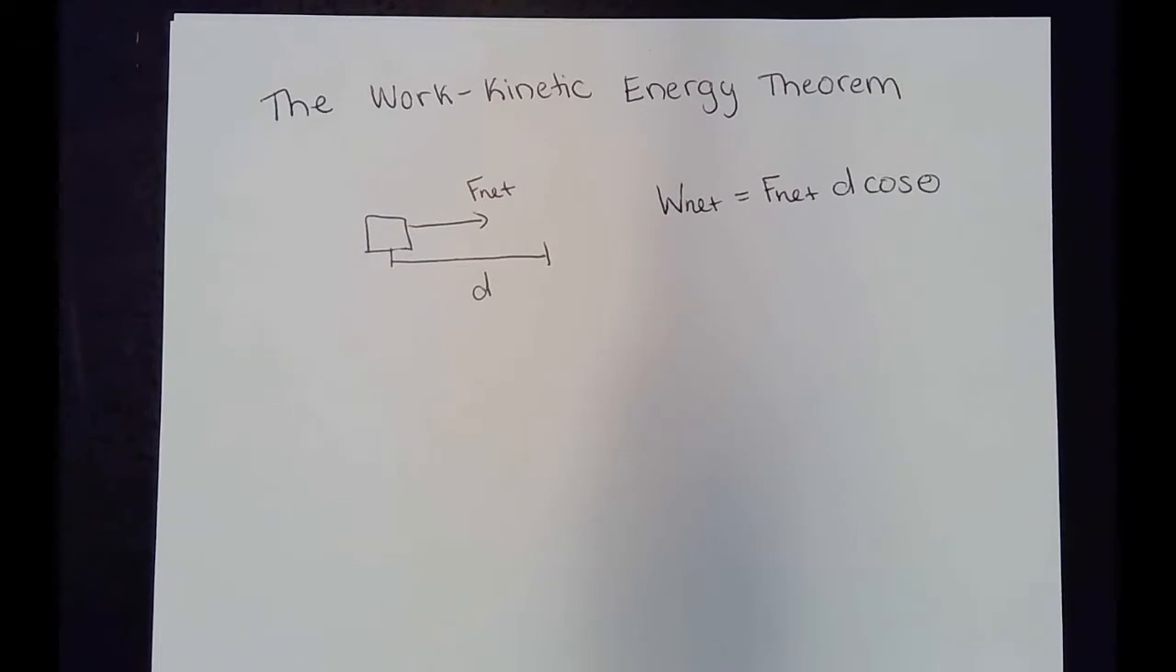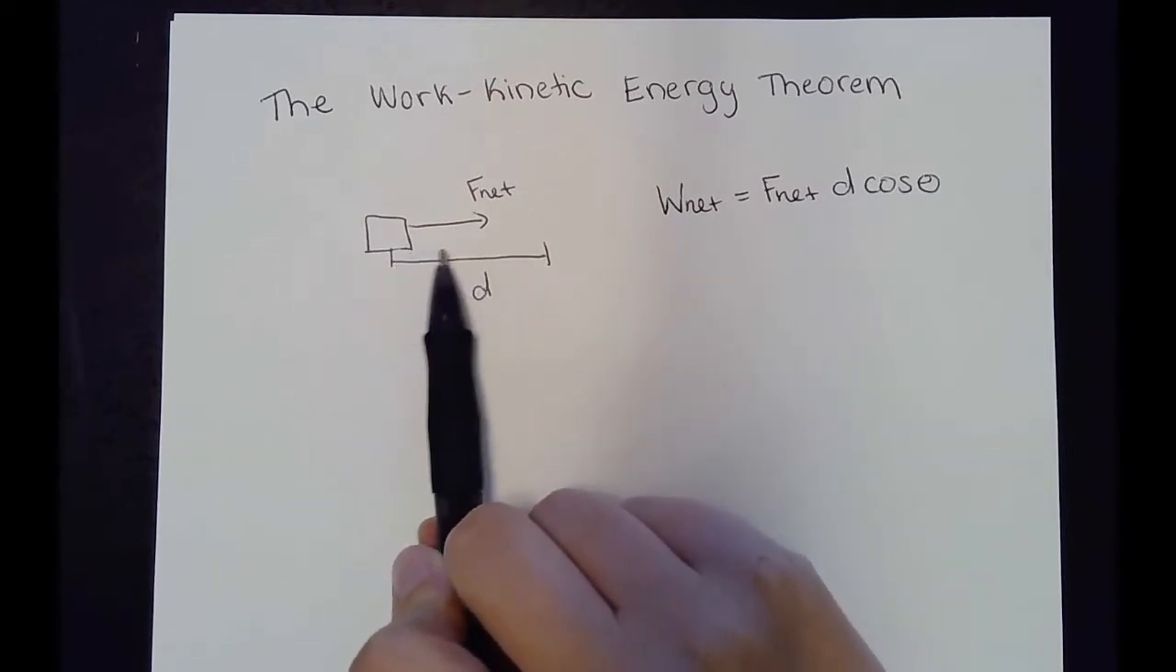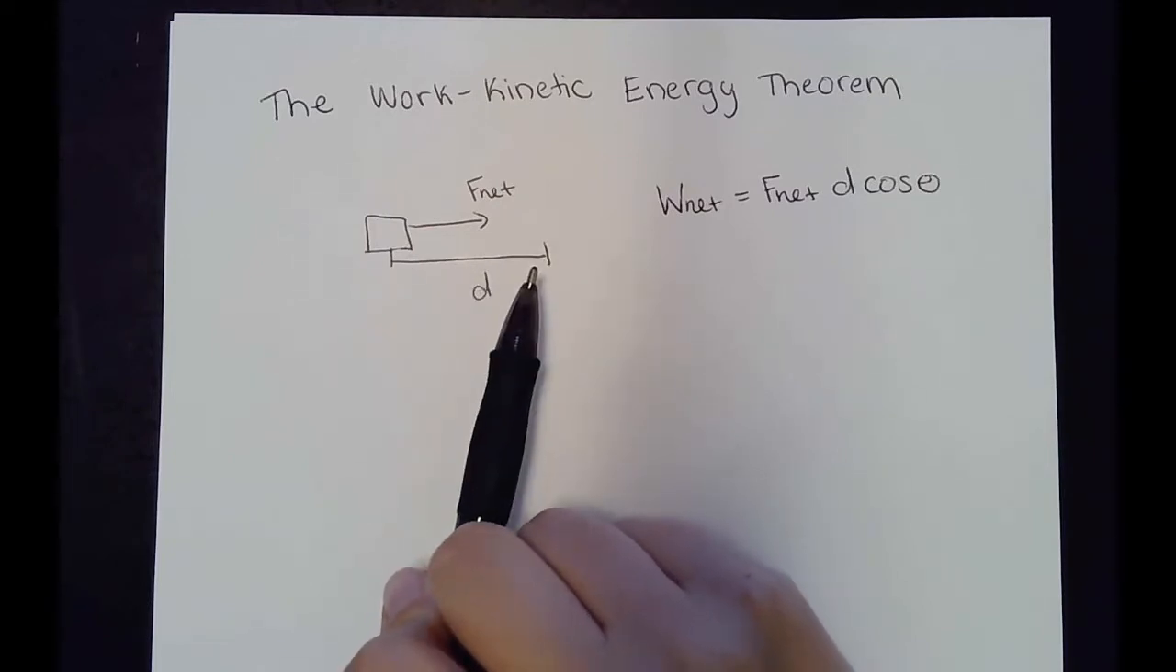I'm going to take a minute to prove the work kinetic energy theorem. I like this proof because it's something that you can do yourself with the simple kinematics and dynamics formulas that we've already learned. So let's consider an object that's moving in one dimension along the x direction and experiences a net force in that direction as well along the surface.